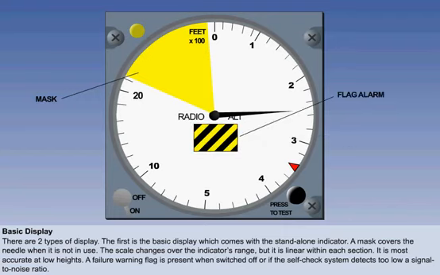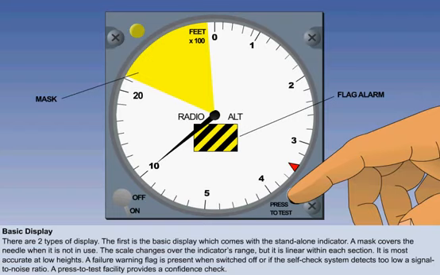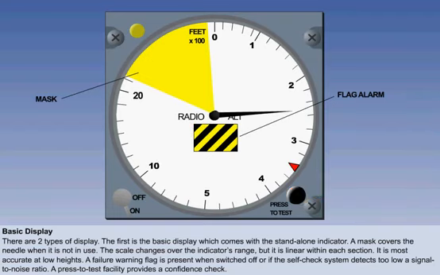The needle is parked behind the mask in the following three cases. Firstly, when the height is above 2,500 feet. Secondly, if the self-check system detects a fault in the transmitted signal. Thirdly, when the altimeter is switched off or has a power failure. A button on the bottom right of the indicator is used for a press-to-test facility. When it is pressed, the height pointer swings rapidly to a known preset value, usually 1,000 feet. This provides a confidence check to the pilots that the equipment is serviceable.